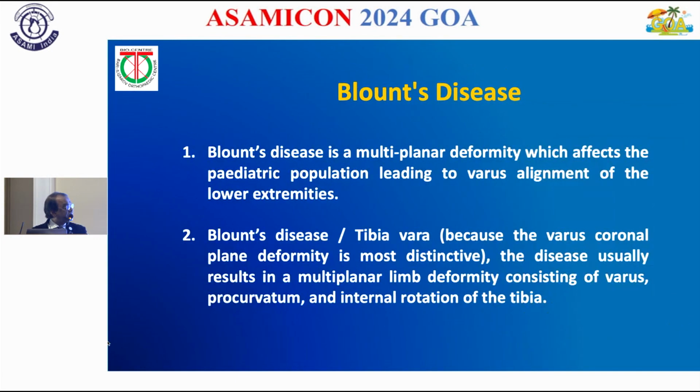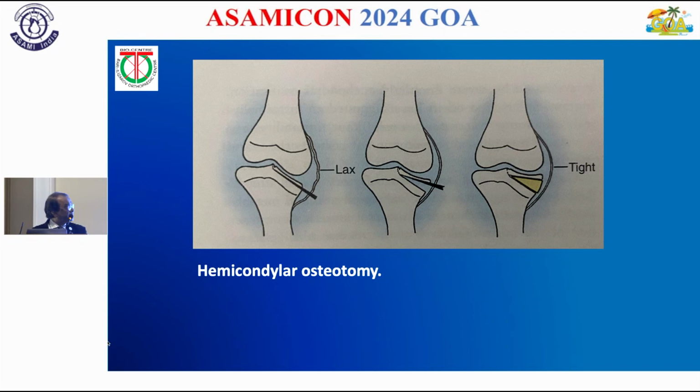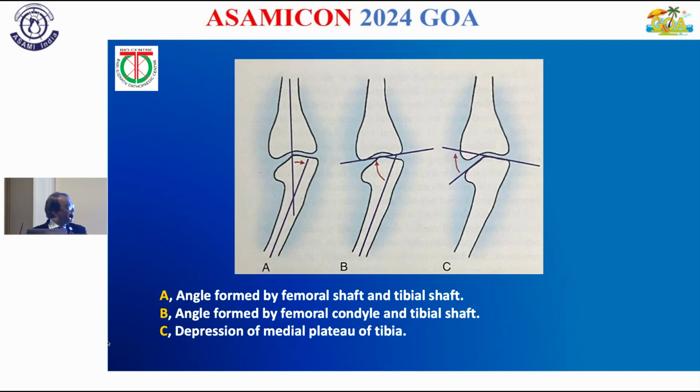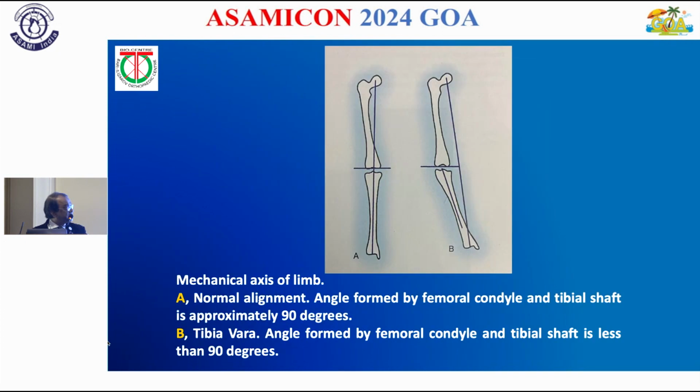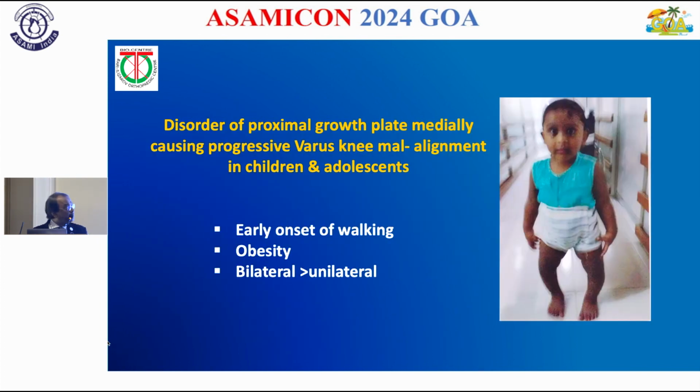So Blount's disease, I don't want to elaborate everything, only I will just go for this hemicondylar osteotomy you can do, you can see here. And see, the angle measurement is very important, tibiofemoral angle and the metaphyseal diaphyseal angle, before going for any kind of Blount's disease surgery. So these are the exercises, you know. Now you can see the MDA angle and you must measure all these things. Elizarov mathematical formula, you should know everything.